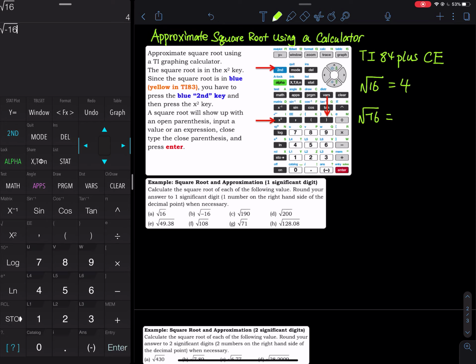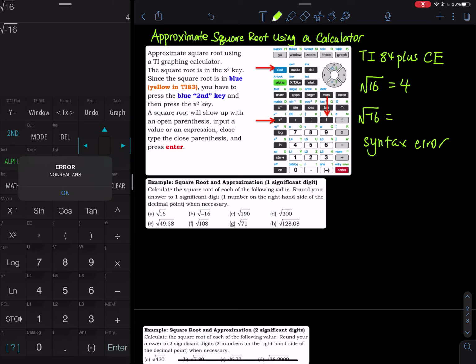If you use the wrong negative, the calculator will show you a syntax error. Syntax error means you use a wrong symbol. The calculator cannot read the symbol. So when the value is negative, you type the negative. Don't type the minus, right? So the square root of negative 16, press enter. You know that it's an error, right? Do you see the error? Non-real answer. So this is undefined because the square root of a negative is undefined.